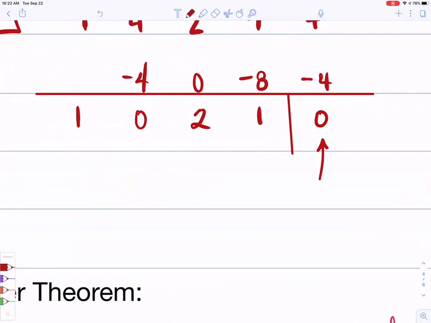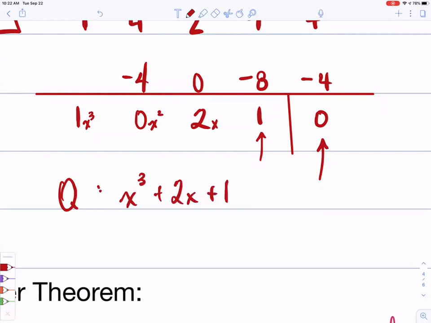All right, so what is the last guy called? The constant. And the one before it has an x to the first, right? I don't have to write to the first. And the one before that. So my quotient is x cubed plus 2x plus 1. What's my remainder? 0. And our third grade little self wants to do a happy dance. Okay, because we like a remainder of 0.